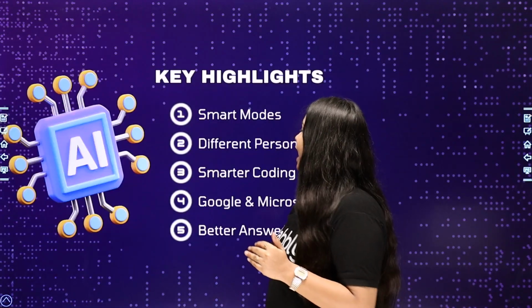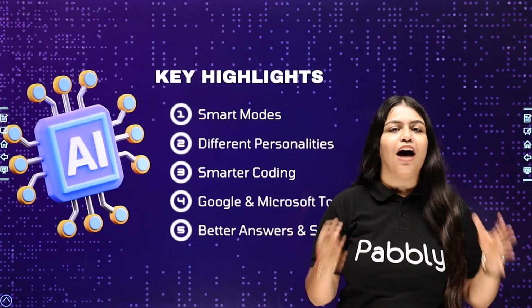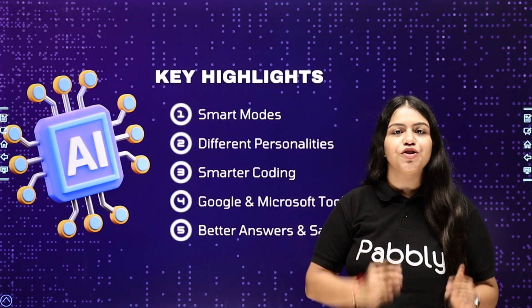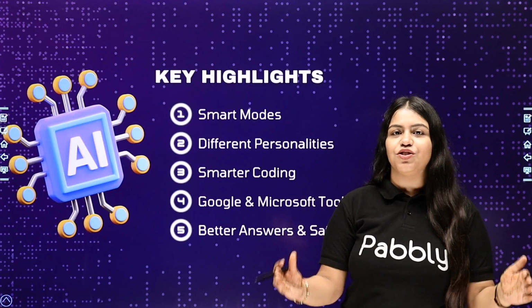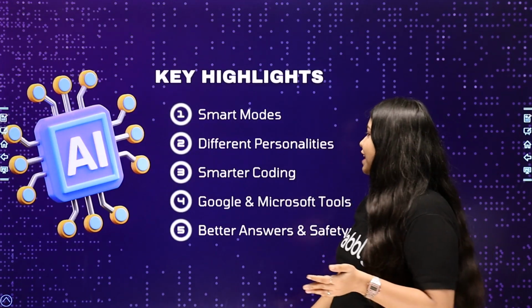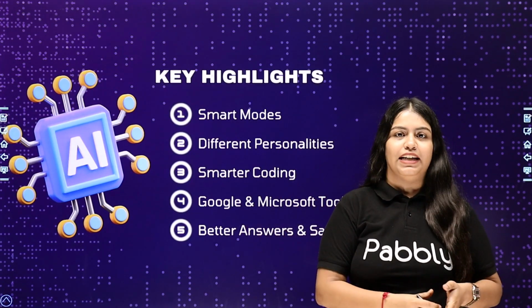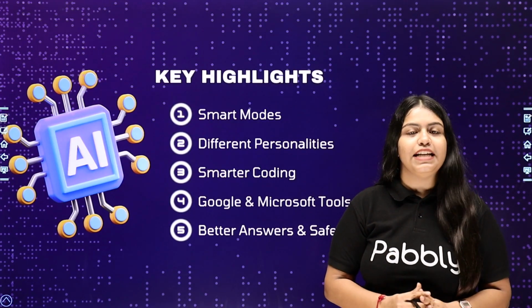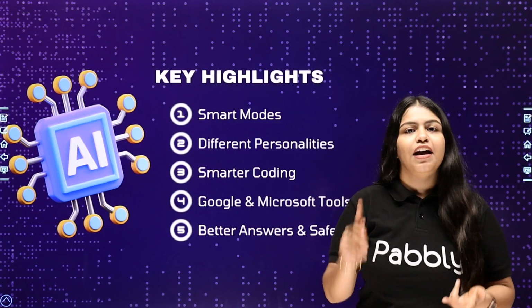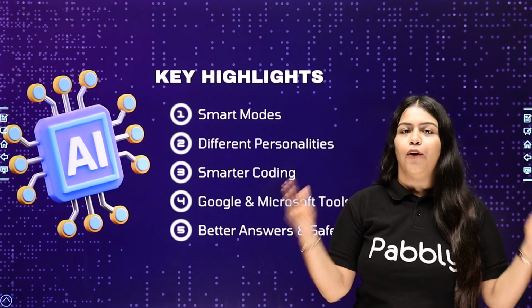So the first key highlight is smart modes. Now you can select if you wish the chat to answer faster, or you can select if the GPT should think more. And the next which we have is different personalities. Using GPT-5, you can set the personalities of the AI, be it nerd, listener or the robot one.